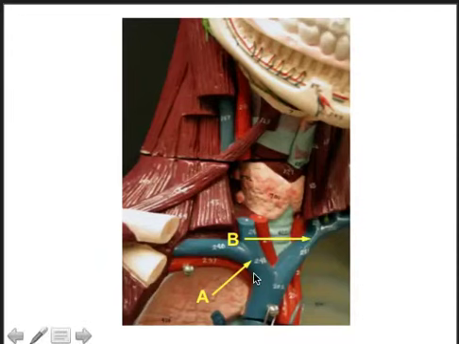Here, we have again the brachiocephalic vein. This is the right brachiocephalic vein, and it receives blood from the right external and internal jugular veins and the right subclavian vein. Over here, we have the left brachiocephalic vein, and it receives blood from the left external and internal jugulars and the left subclavian vein as well. Okay, moving on.